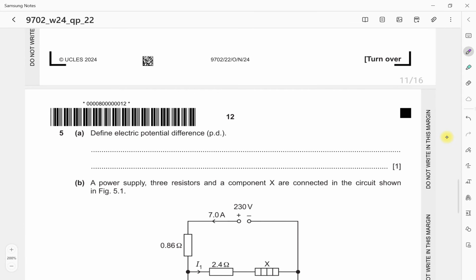Define electric potential difference. V is equal to, I think it is E over Q: the energy transferred per unit charge from electrical to other forms.